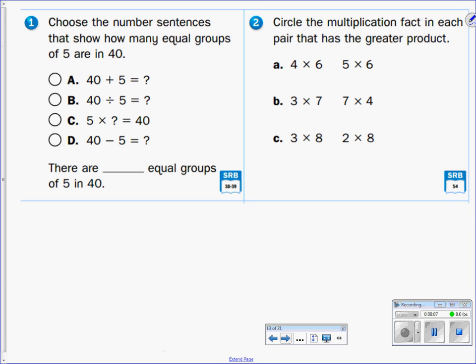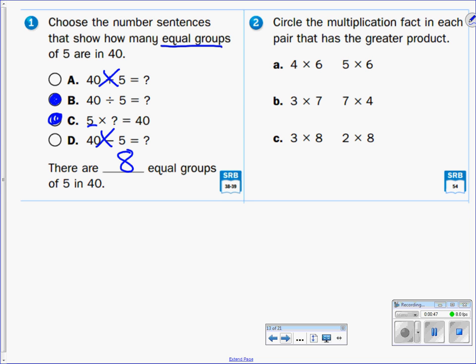Number 1, choose the number sentence that shows how many equal groups of 5 are in 40. So you can skip count by 5 to get to 40. What number would you multiply by 5 to get to 40? So we could do this one, 5 times what number equals 40? Or we could do 40 divided by 5 would equal what number? When we're talking about equal groups, we're not talking about addition or subtraction. My answer would be 8 equal groups.